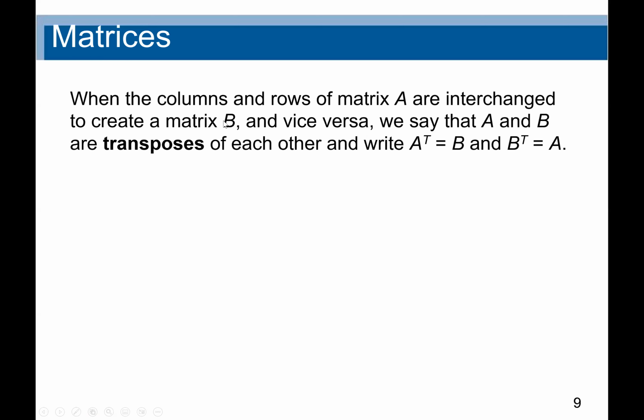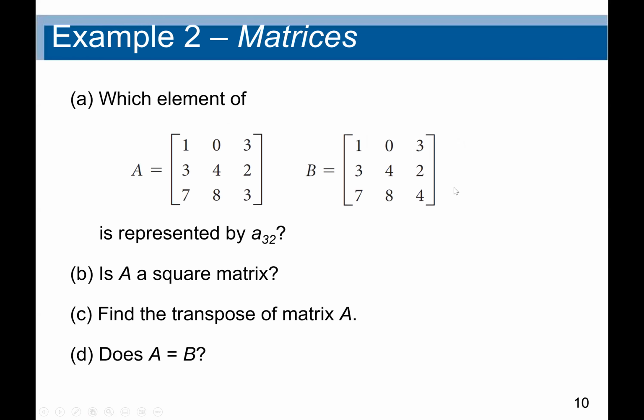So in this case, if we represent it as B, then we say matrix B is the transpose of matrix A, which is A to the power T is equal to B. So A transpose is equal to B. So let's see an example here. We have a matrix A, the size is 3 by 3 because we have 3 rows and 3 columns. Matrix B also the same, the size is 3 by 3.